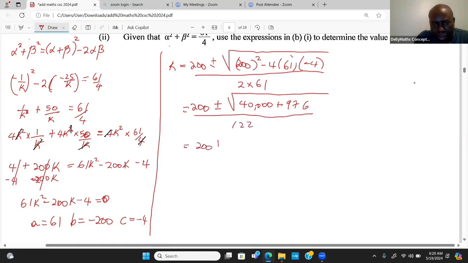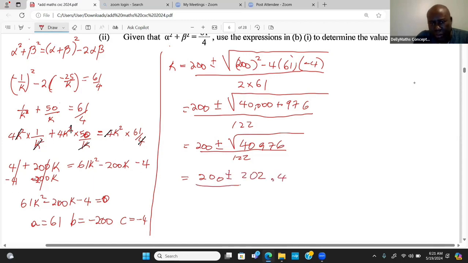Let's keep going. This is still 200 plus or minus the square root of 40,976 over 122. So let's find the square root of 40,976. I'm getting some 202, so basically I'm getting 202.4. All of this will be over 122. At this time, we can just finalize the idea because k is equal to all of this.